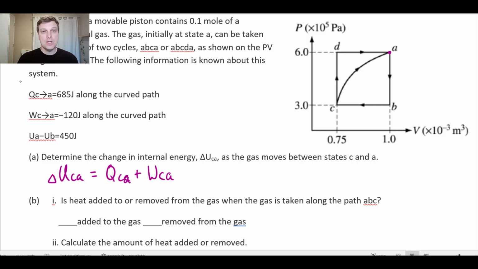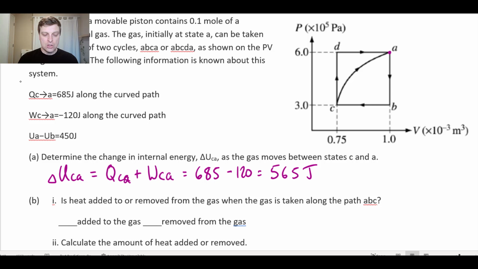Well, we're given this information. We're told how much heat flows. We're told that 685 joules flows in and that 120 joules of work is done. So that means I've got 565 joules, and that's a positive change. And that should make sense because as I move from C to A, you can see that my temperature is definitely increasing as I am increasing both pressure and volume. And so the internal energy overall must be a positive change as we're jumping up to that higher temperature.